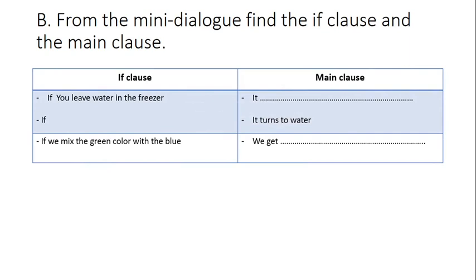Activity B. From the mini dialogue, I want you to find the if clause and the main clause. As you can see, the dialogue contains some sentences composed of 2 clauses, meaning a part of the sentence. We have if clause and main clause. I gave you the first example. If you leave water in the freezer, what is the next main clause? We have it. I gave you also the main clause, it turns to water. I want you to give me the if clause. The last example, you have to finish it from your own experience.